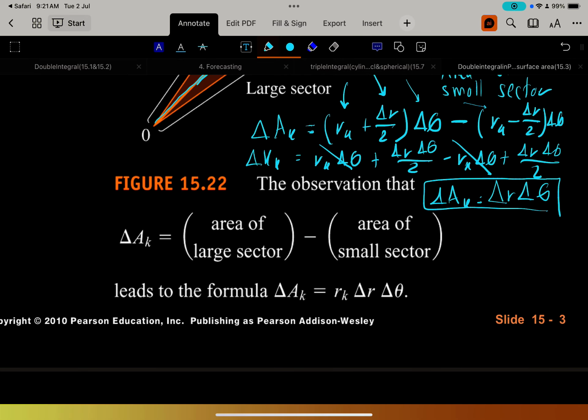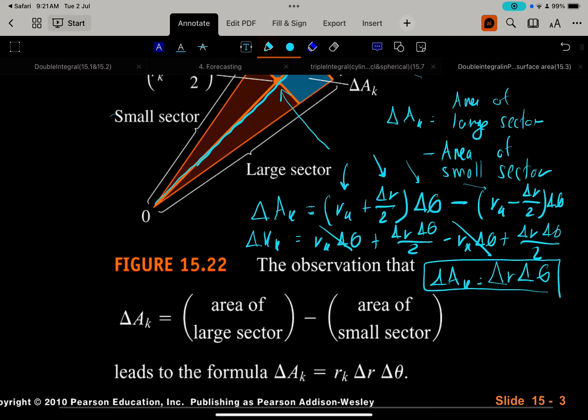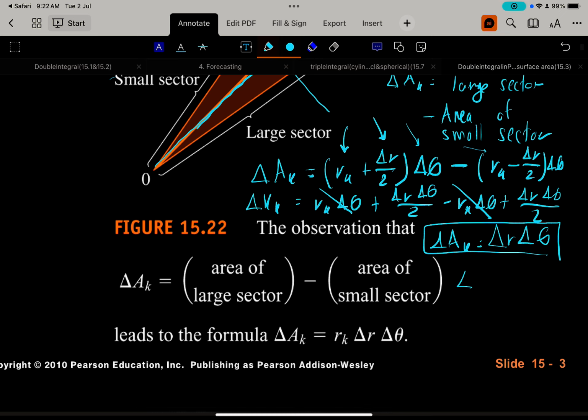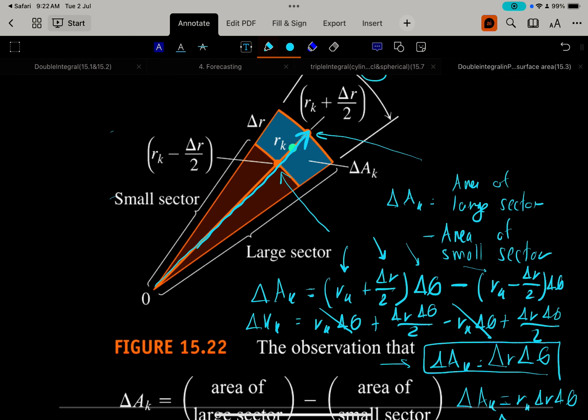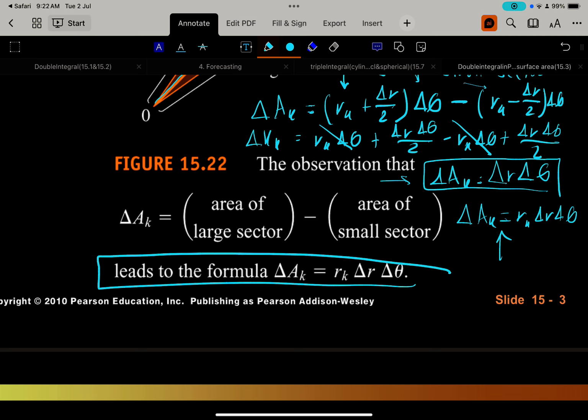Yeah, and so okay, if he's maybe talking about the whole area of the sector, it's gonna be just this. We're gonna multiply delta AK by RK. So delta AK is gonna equal RK delta R delta theta. So maybe he's talking about the smaller area here, but here he's talking about the whole sector, because when we multiply this by the whole RK, we're gonna get basically this angle. So this is the formula. Okay, so it leads to this formula, RK times delta R delta theta.